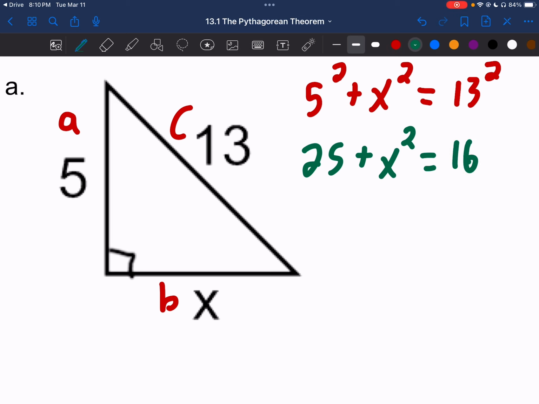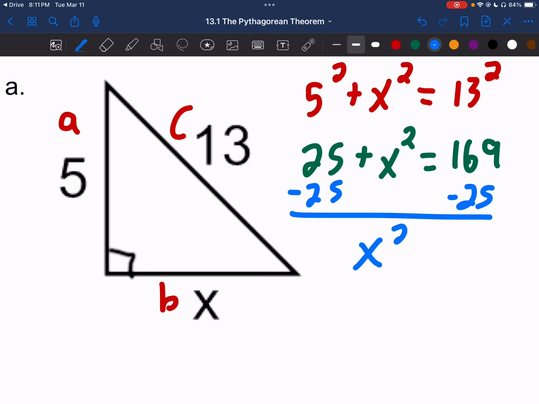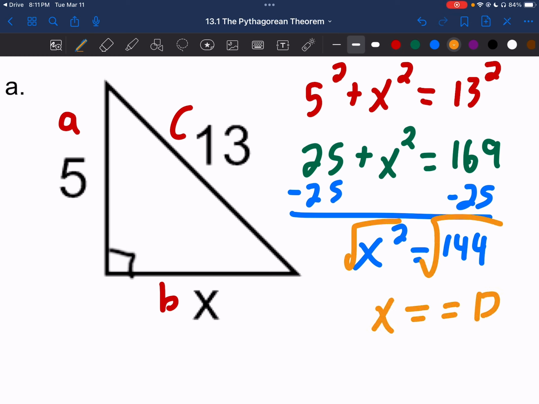All right, so now we're trying to find x squared, so the first thing we need to do, subtract 25 from both sides. And we get that x squared is equal to 144. And the square root of both sides of this, x is going to be equal to, we know that number is 12. Square root of 144 is 12.